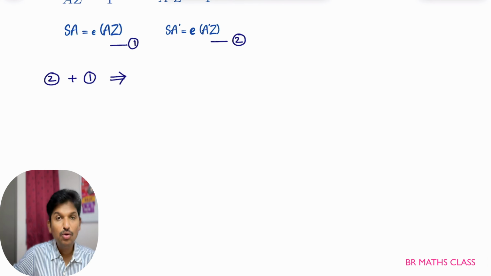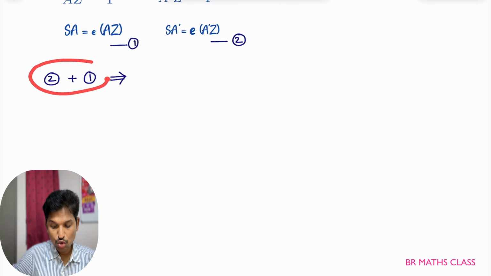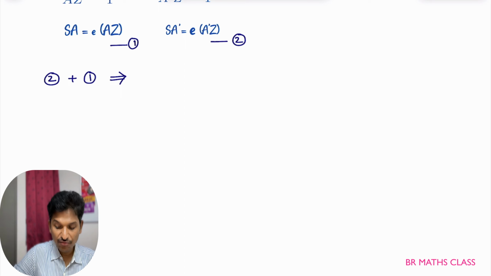Okay. Now I'll add equation 2 and equation 1. You add the left hand side first. What will you get? SA dash plus SA equals the right hand side. What is there? E times A dash Z plus E times AZ.